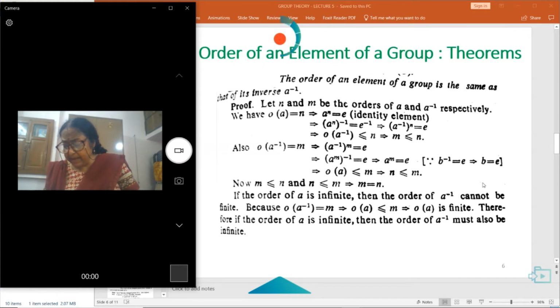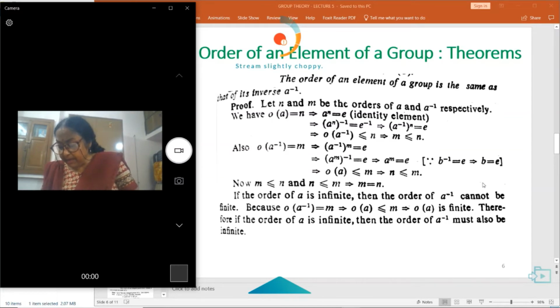The order of A is less than m, and here the order of A is n, so n is less than m. Combining these two, m is less than n and n is less than m, we can say that m is equal to n. That is, the order of A is equal to the order of A inverse.